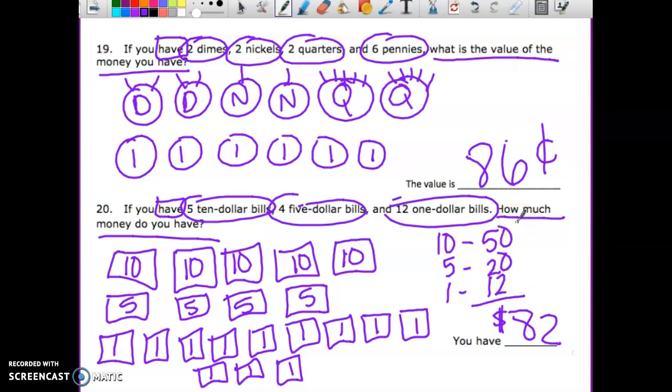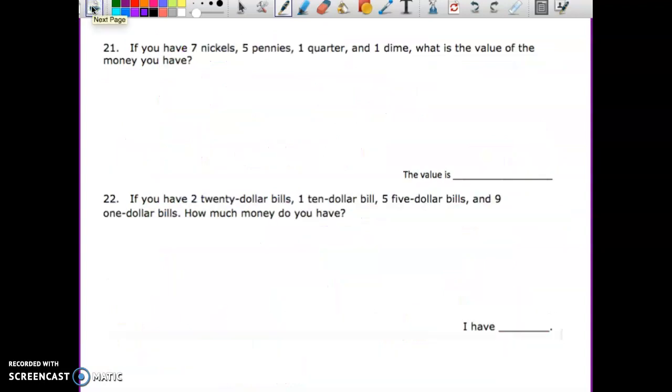And I could add them. 0 plus 0 plus 2 would equal 2. 1 plus 2 plus 5 equals 8. So I would have gotten $82 that way as well. The other way was to kind of make a list like that.